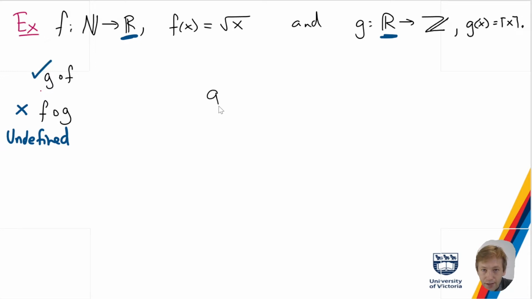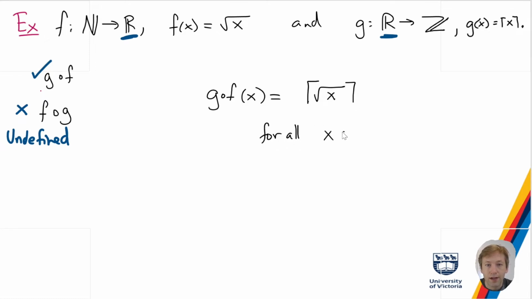In this case, if I look at this composition, first I take the square root of x, and then I take the ceiling of the result. So this is equal to this for all x in the naturals. Okay, so this is how function composition works. You basically just apply one function and then you apply the other function. Now let's connect this to some of the stuff we saw last time with injections, bijections, surjections, etc.